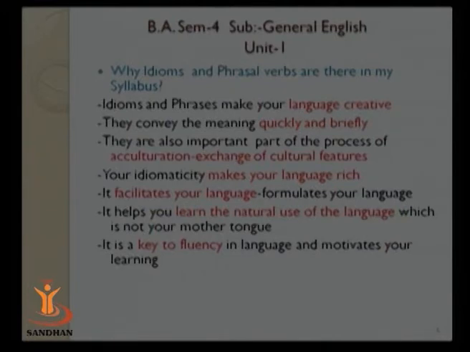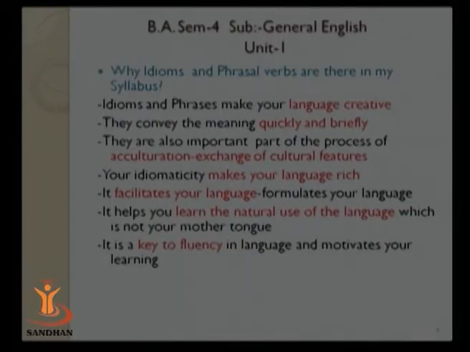They are also an important part of the process of acculturation, exchange of cultural features. Many times we come across so many idioms or phrasal verbs. For instance, if somebody asks you, how are you? Your reply would be, I am in the blue. The blue in English culture means you are happy, contented, and in good health. This kind of acculturation, acquirement of the native culture of the language, you will be able to acquire very easily through these idioms and phrasal verbs.